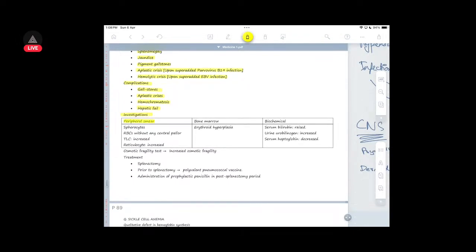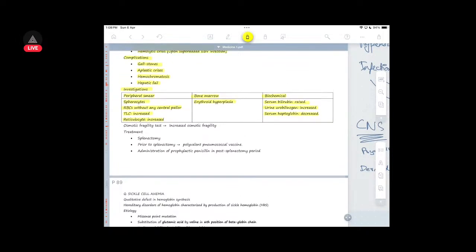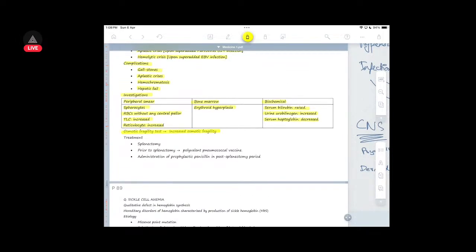So investigations: peripheral smear, bone marrow and biochemical examination. In peripheral smear, you have spherocytosis, RBCs without central pallor, and total leukocyte count is increased. Total reticulocyte count is increased. In bone marrow, you have erythroid hyperplasia. Biochemically, serum bilirubin will be raised, urine urobilinogen will be raised, and serum haptoglobin will be decreased. Osmotic fragility test will show increased osmotic fragility.